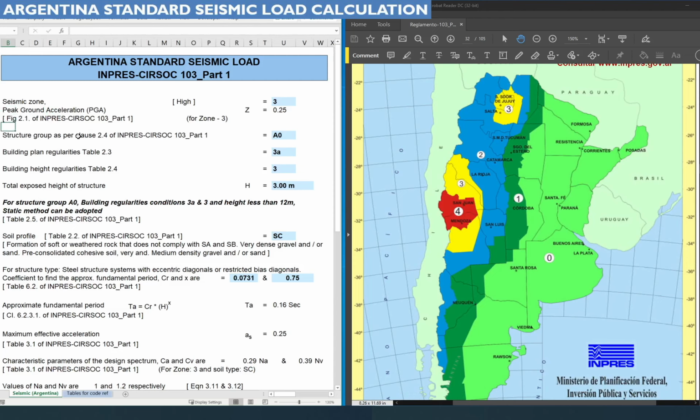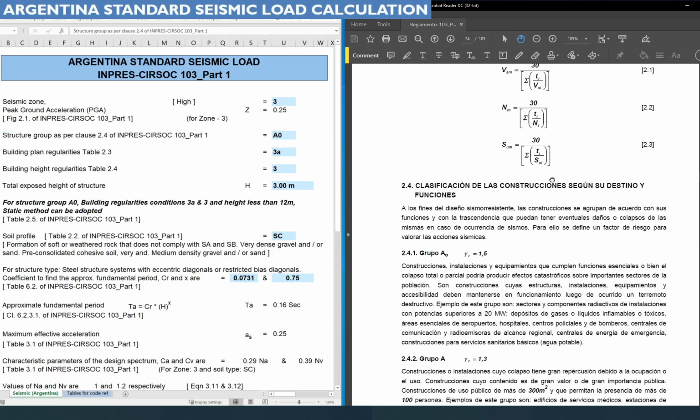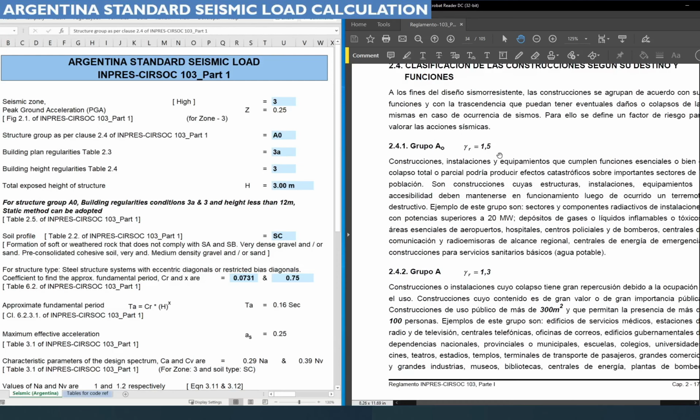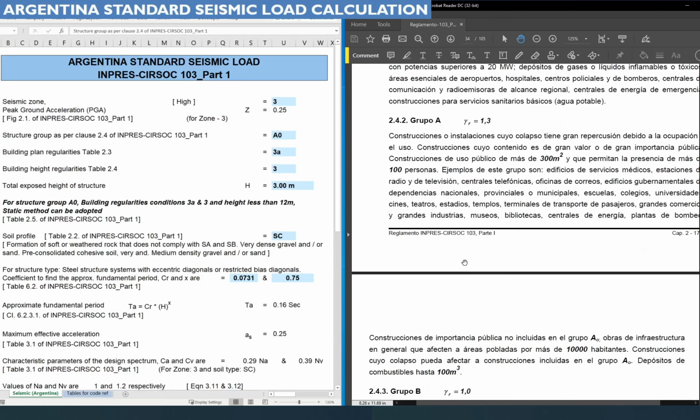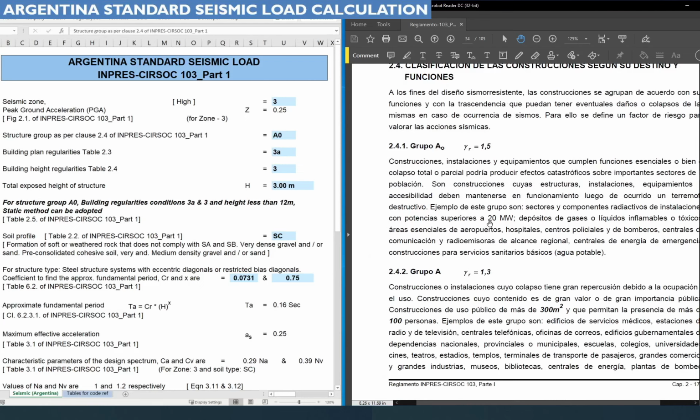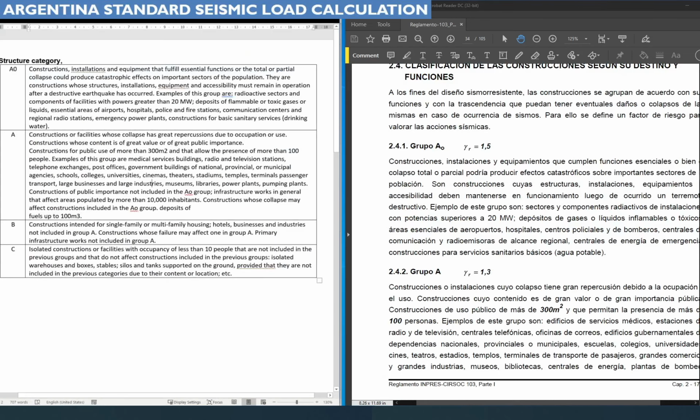The next input we need is the structure group as per clause 2.4. For that we need to refer to page number 34. Here there are group A0, group A, group B and C, which are in Spanish. I will show you on the left-hand side a Word file which is a translation of this structure category.